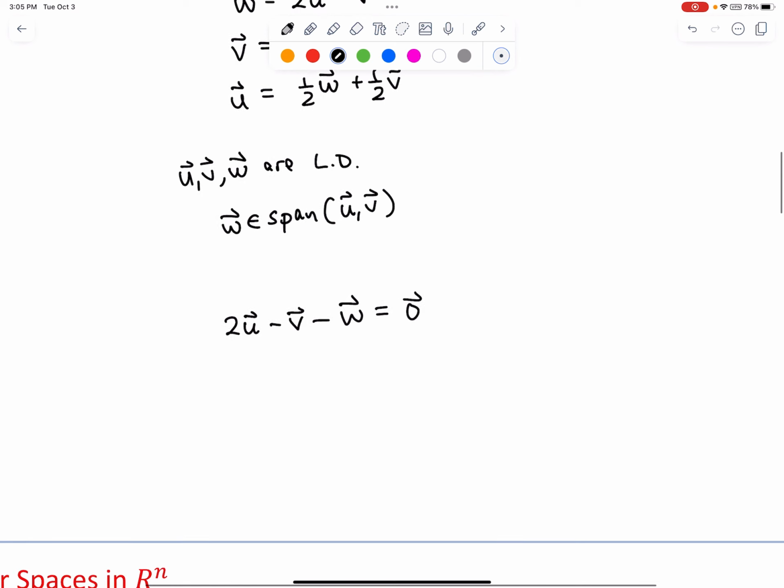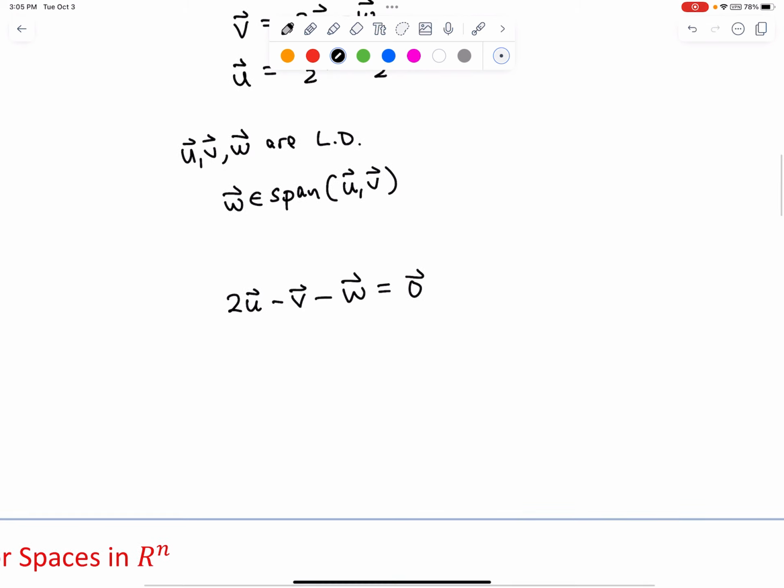But this suggests that because there was a linear relationship between all three vectors, we can move them all to one side, getting a 0 vector on the other side, and then recognize the following fact.